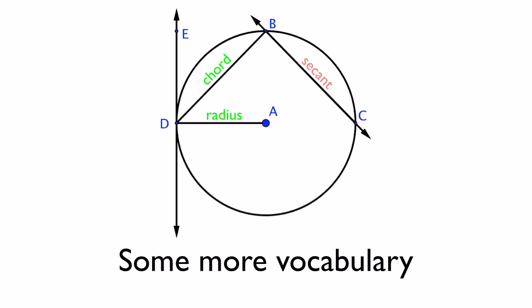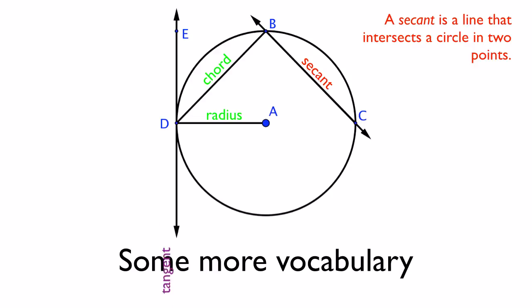So now look at line BC. Line BC is called a secant. Now, a secant is a line that intersects a circle in 2 points. Secants and chords are very similar ideas. A chord, however, is a line segment that intersects a circle in 2 points, whereas a secant is a line that intersects a circle in 2 points.